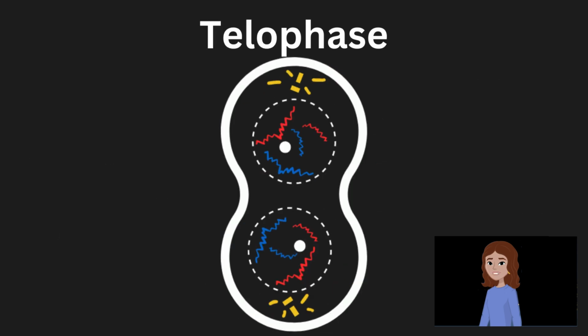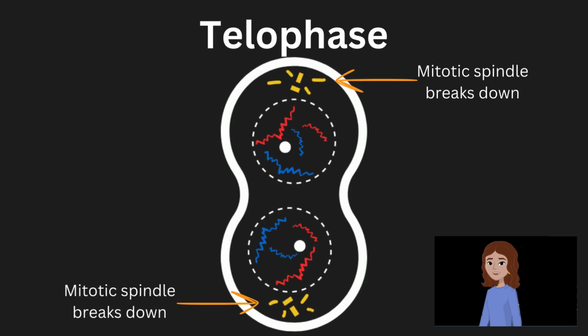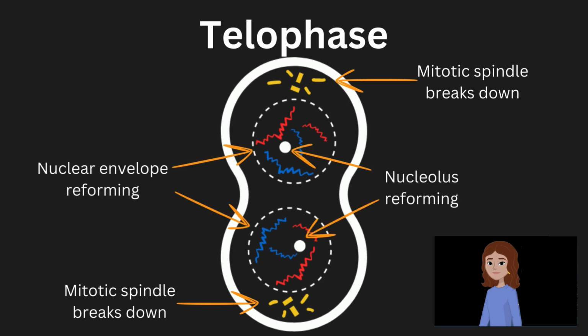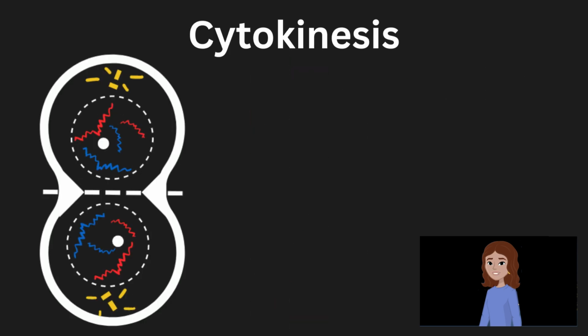Next, we have telophase. In this phase, the mitotic spindle breaks down and we begin to see the structures of a nucleus forming. This includes the formation of the nucleolus and the nuclear envelope. We also see chromatids start to loosen up. Lastly, we have cytokinesis. Cytokinesis literally translates as the movement of cells. This stage actually starts around anaphase when the cells were being pushed away from each other by the microtubules. Cytokinesis is completed once the cells split into two.